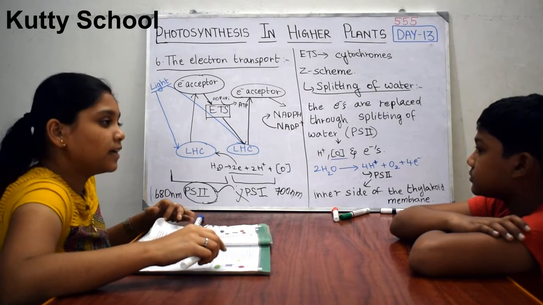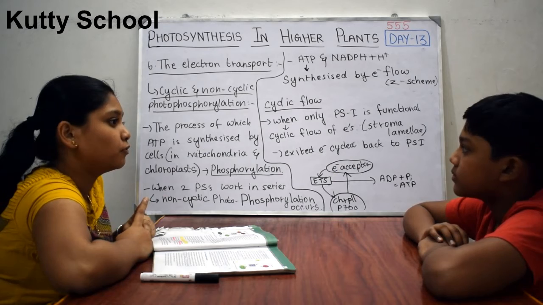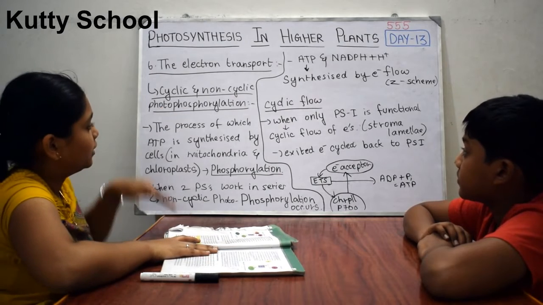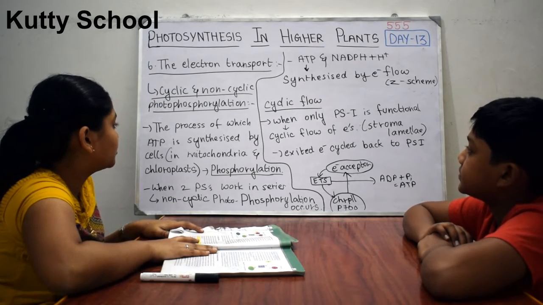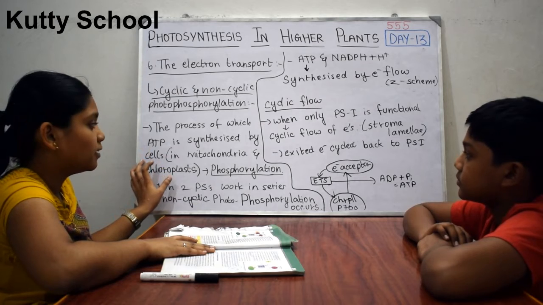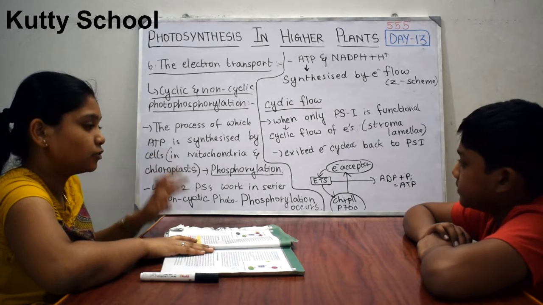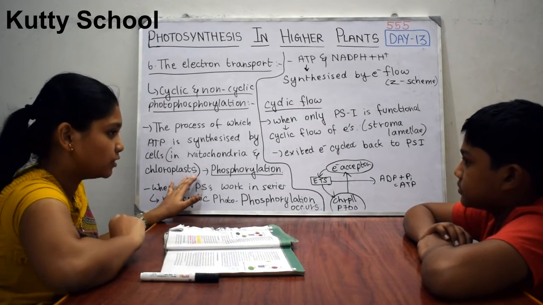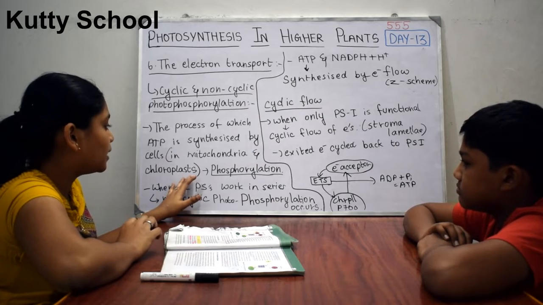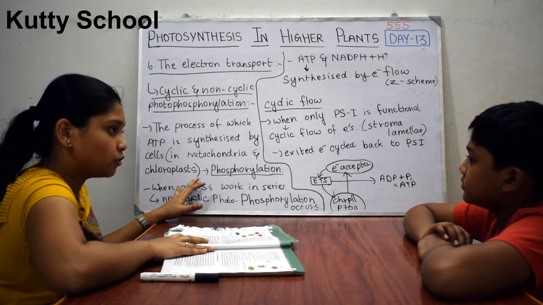Next we will see cyclic and non-cyclic photophosphorylation. What is photophosphorylation? Photophosphorylation is the process by which ATP, adenosine triphosphate, is synthesized by cells like chloroplasts in the presence of sunlight. Generally, preparing ATP and NADPH is phosphorylation, and in the presence of light energy it is known as photophosphorylation.